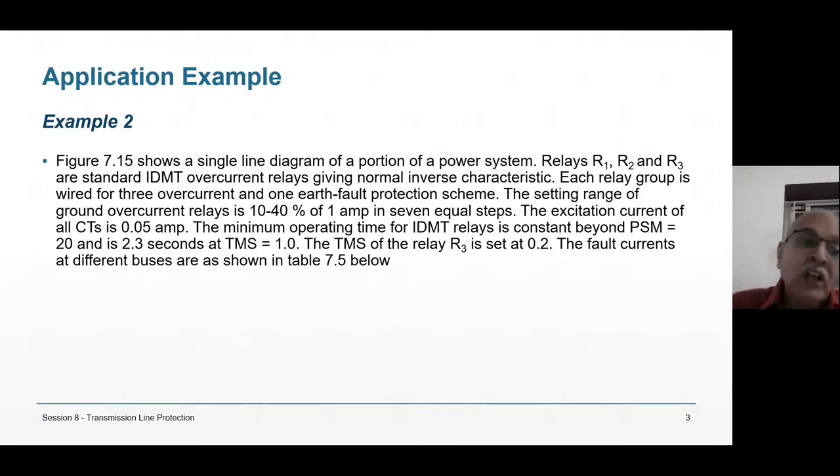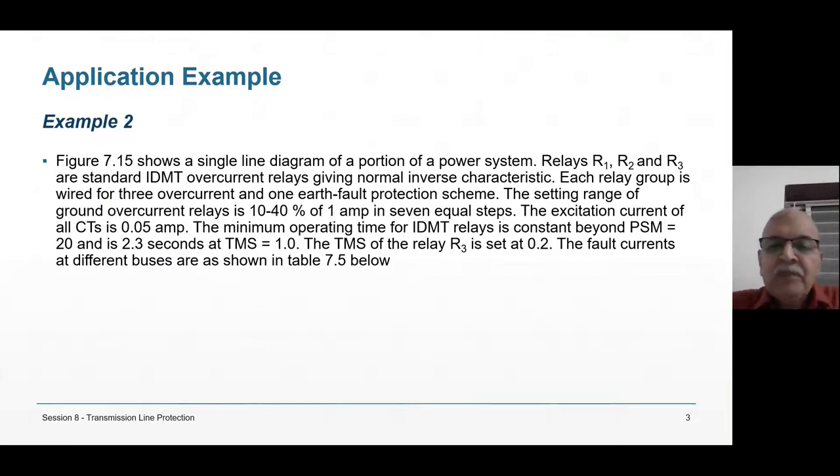The excitation current of all CTs is 0.05 ampere. That is going to make a big difference, as we have seen. The minimum operating time for IDMT relays is constant beyond PSM equal to 20, because it is IDMT. The definite minimum time feature is there. So if your PSM is beyond 20, you do not have to take 51 or 71 or something. You have to take PSM 20 only, because there the characteristic becomes constant.